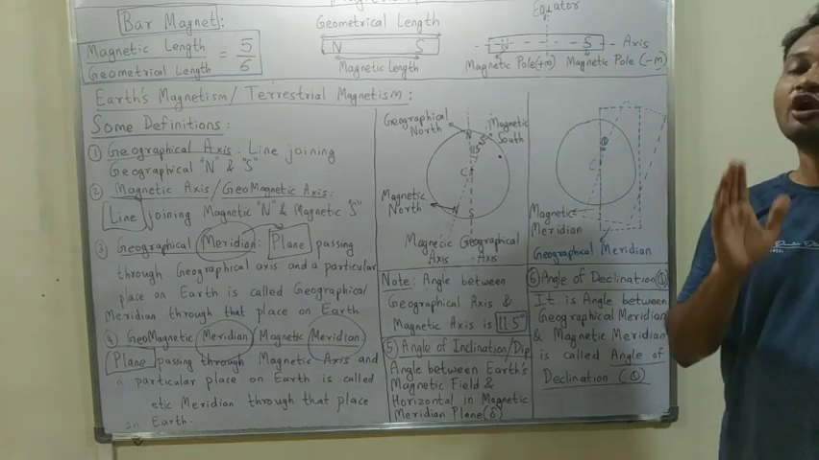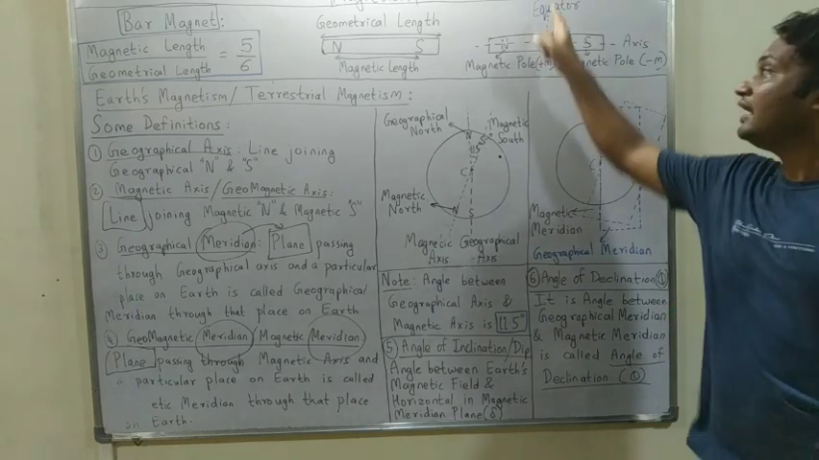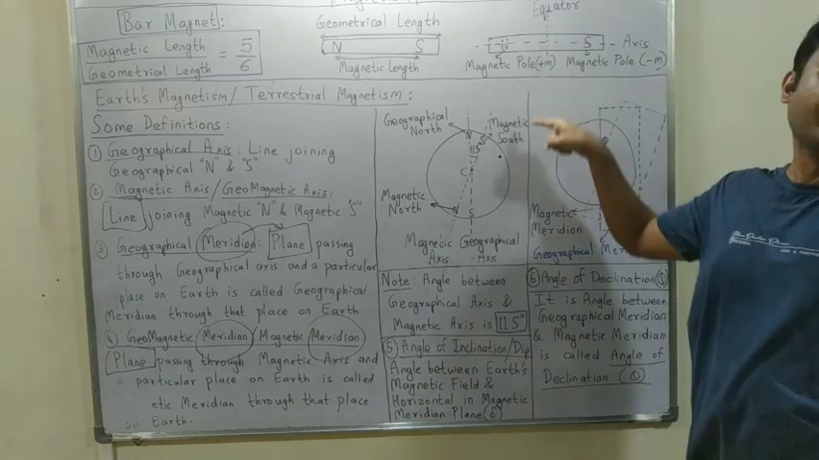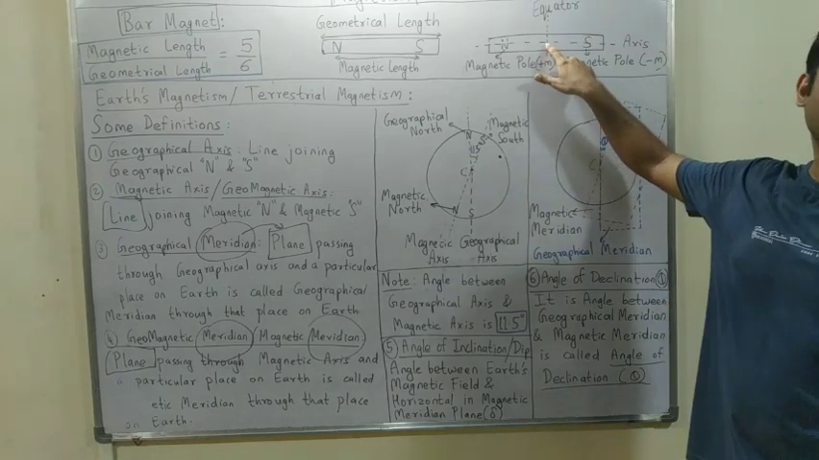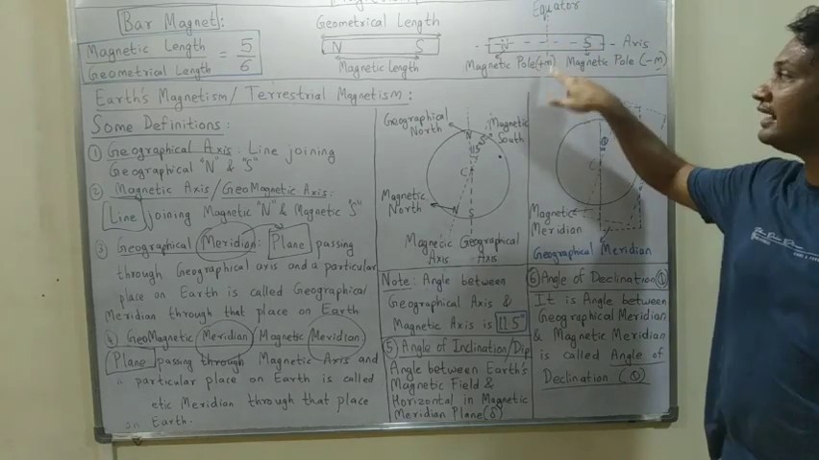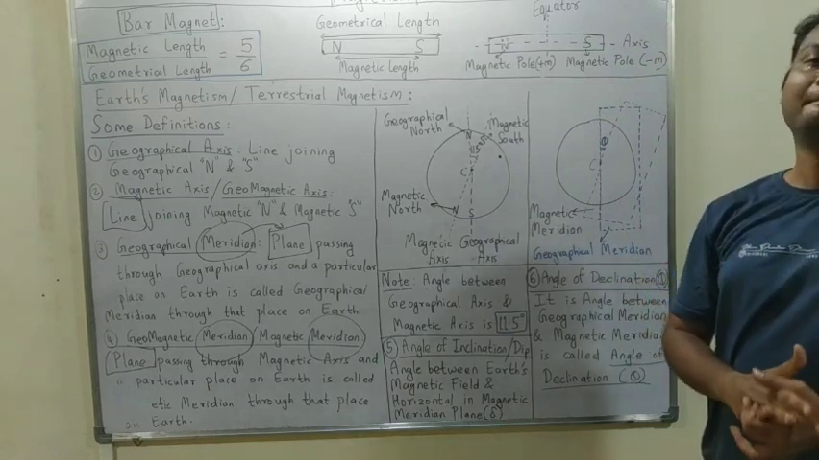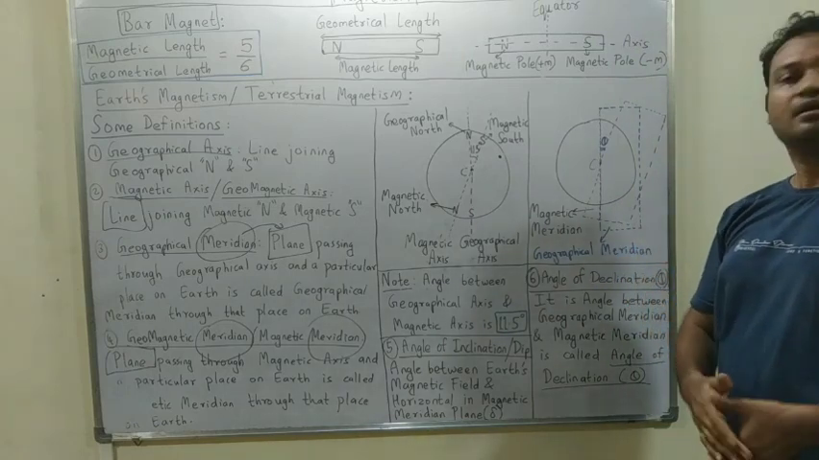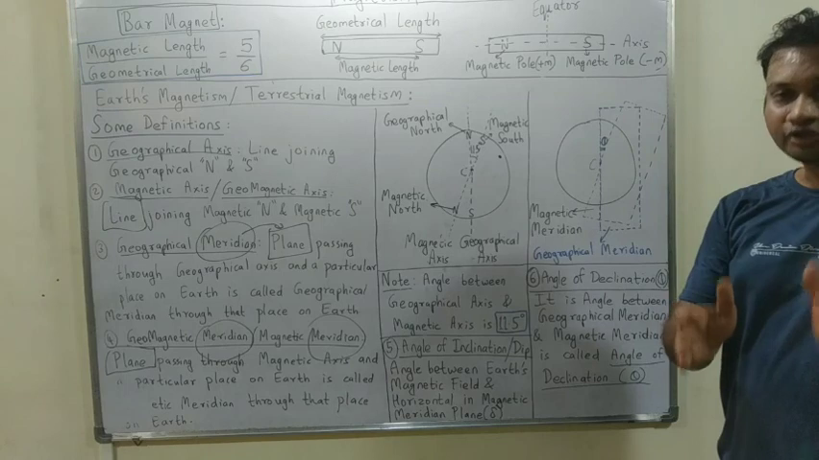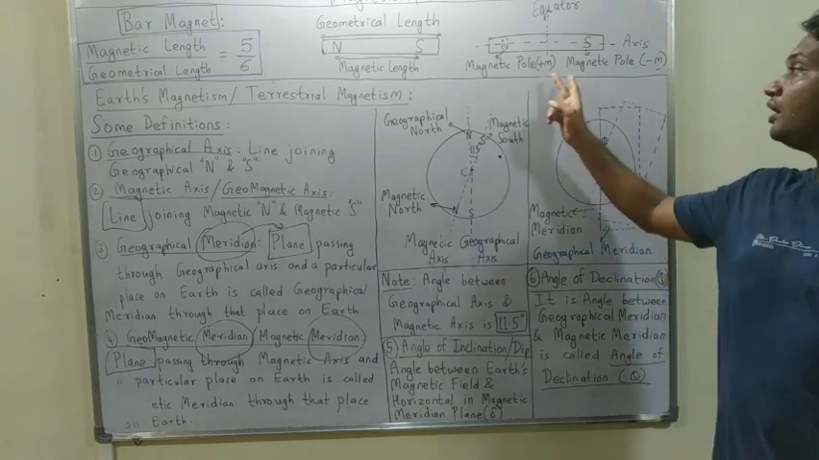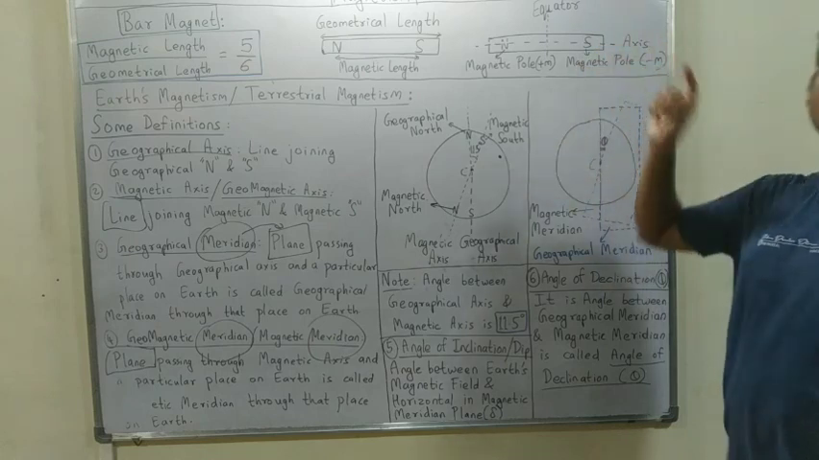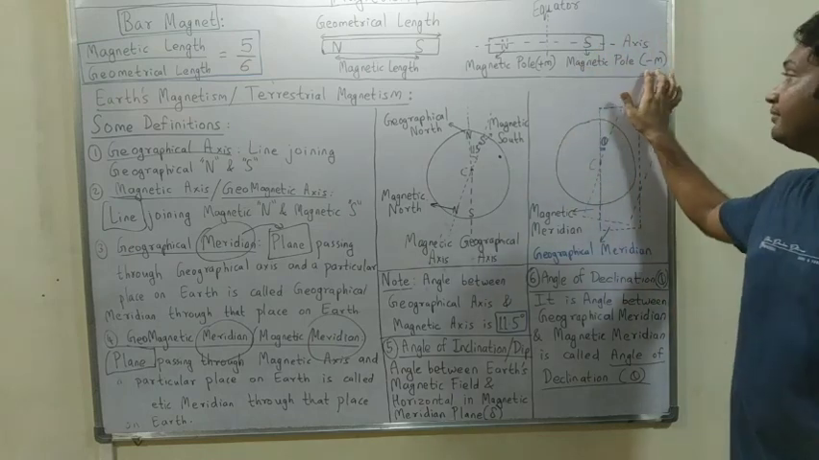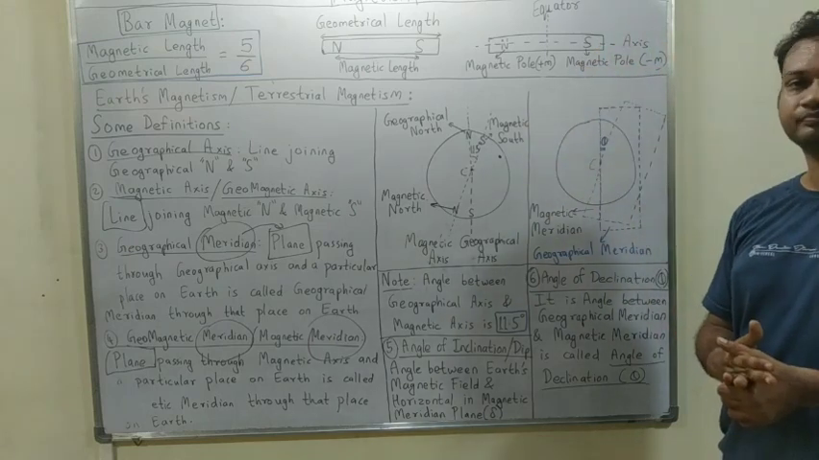Next, equator of a bar magnet. The line perpendicular to the axis and passing through the midpoint of the bar magnet is called as equator of the bar magnet. Then magnetic pole North Pole is denoted by symbol +M. Magnetic pole -M is the South Pole.